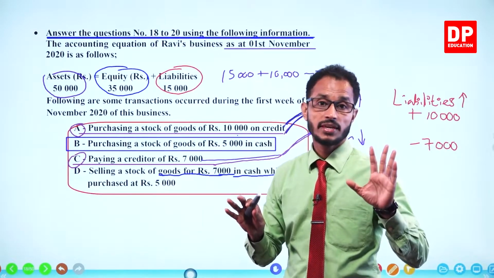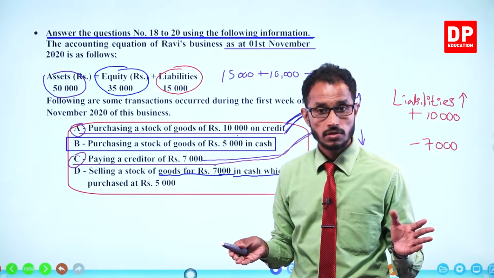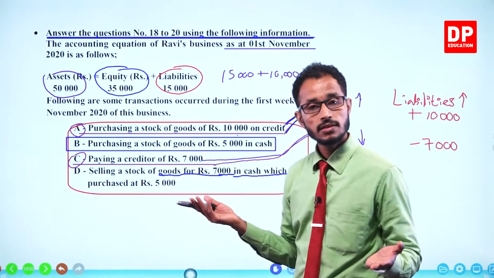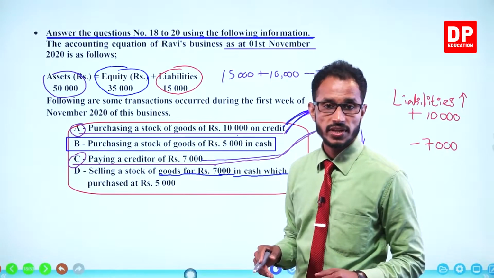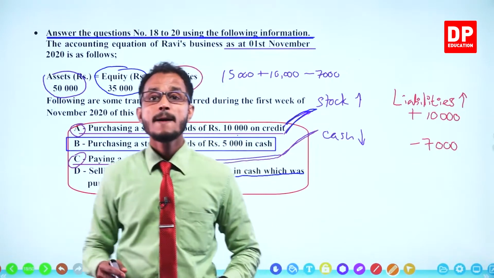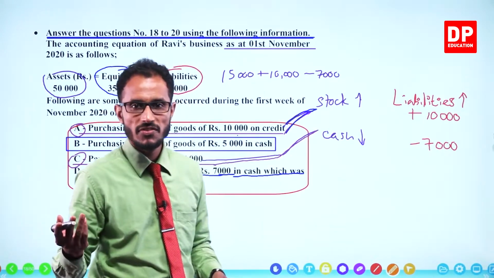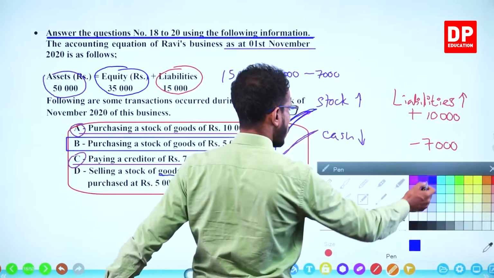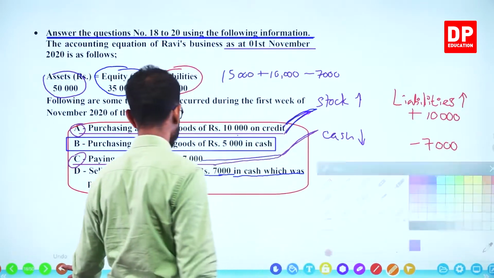That affects equity because there is a profit. Profit increases equity. We know that. How much of a profit here?